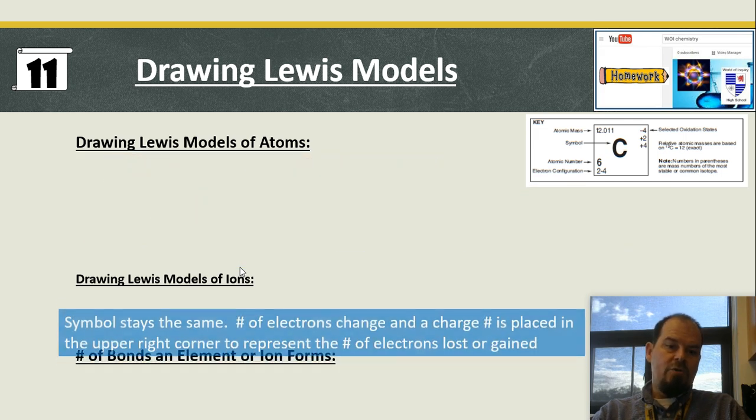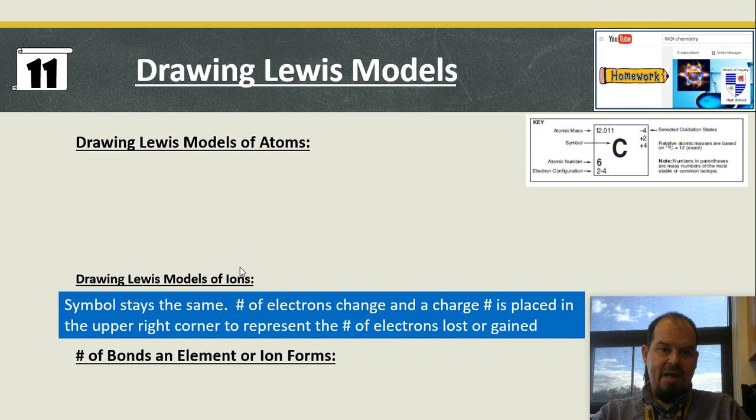Okay, when I draw my Lewis models of ions, the symbol stays the same. The number of electrons, of course, will change, and I need a charge. So much like what happened in the Bohr diagrams, when we did ions for Bohr diagrams, we changed the number of valence electrons. So that's going to happen here because that's what happens in ions. And we need to put the charge.